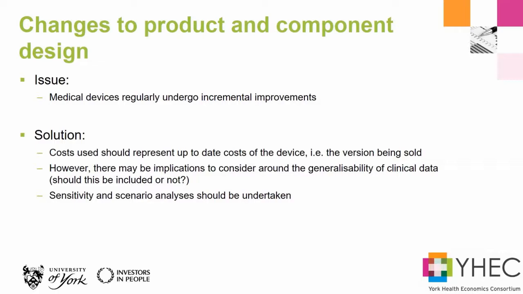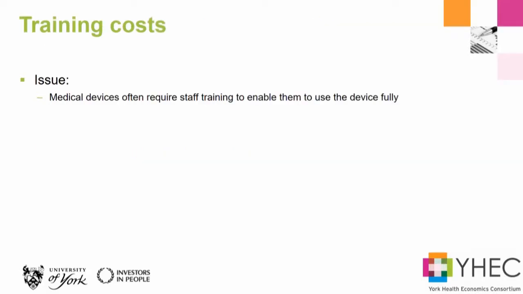However, we do also need to consider implications around the generalisability of clinical data. So we may have trials that use multiple versions of a particular device, some of which are older versions, some of which are newer versions, or we may have evidence that's purely based on an older version of the device. Usually on a case-by-case basis, we'd want to consider whether we include all of that evidence or just evidence on the latest version.